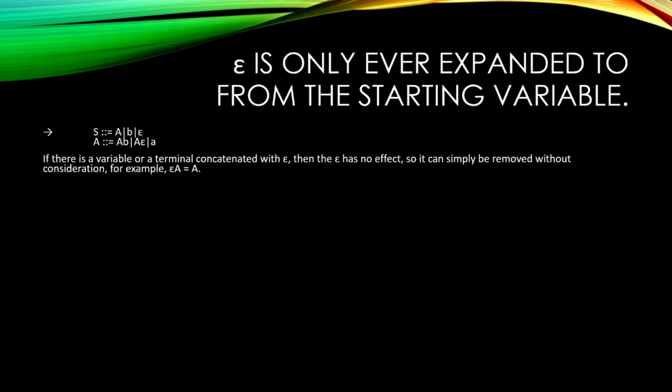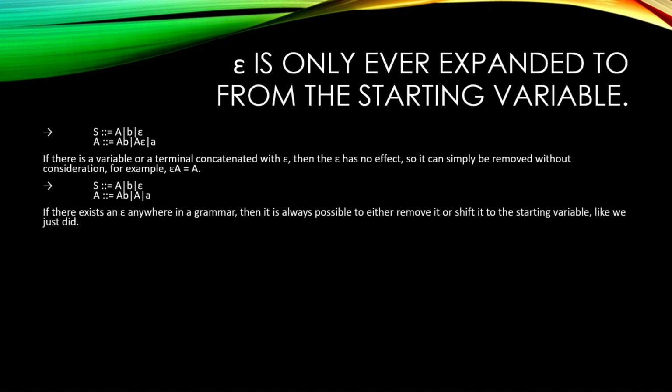So the first rule of CNF is that epsilon is only ever expanded to from the starting variable. If there's a variable or a terminal concatenated with epsilon, then of course the epsilon will have no effect, so it can simply be removed without consideration. So in the expansion of A, I've changed A expands to A epsilon to A expands to A. That's completely fine. If there exists an epsilon anywhere in the grammar, then it's always possible to either remove it using some methods or shift it to the starting variable like we just did.